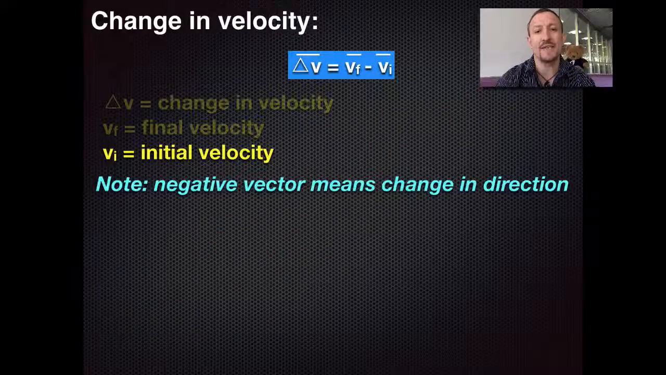Now note that in this case we've got Vf minus Vi. Now the minus Vi, when we're dealing with a vector, means that we've got to change the direction of that initial velocity. And again that will become apparent later on.